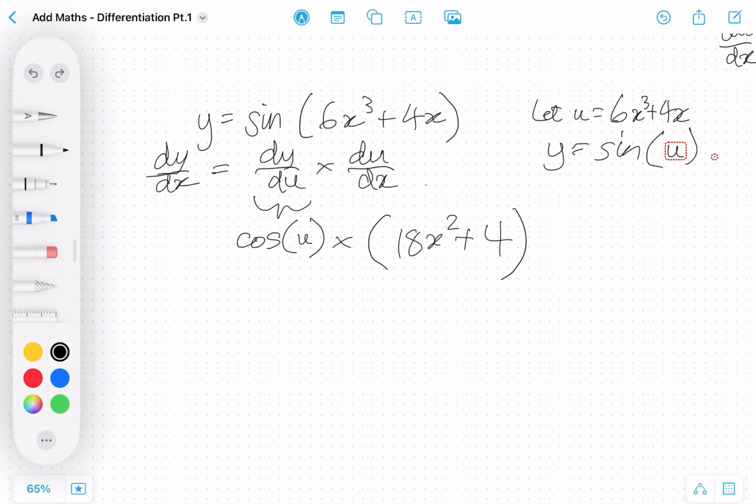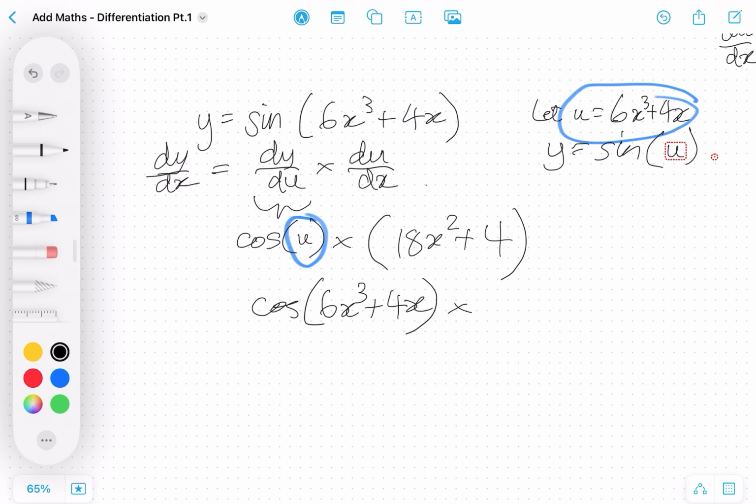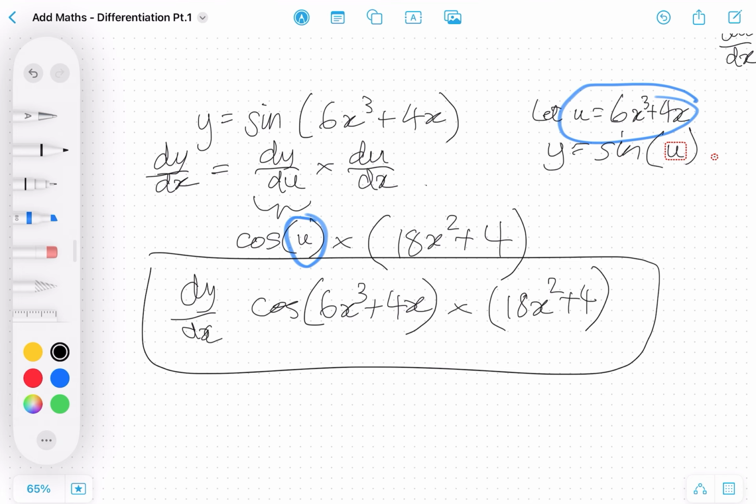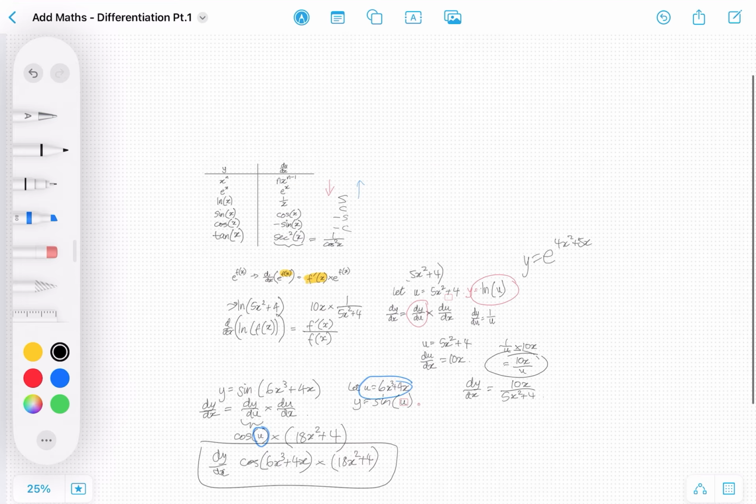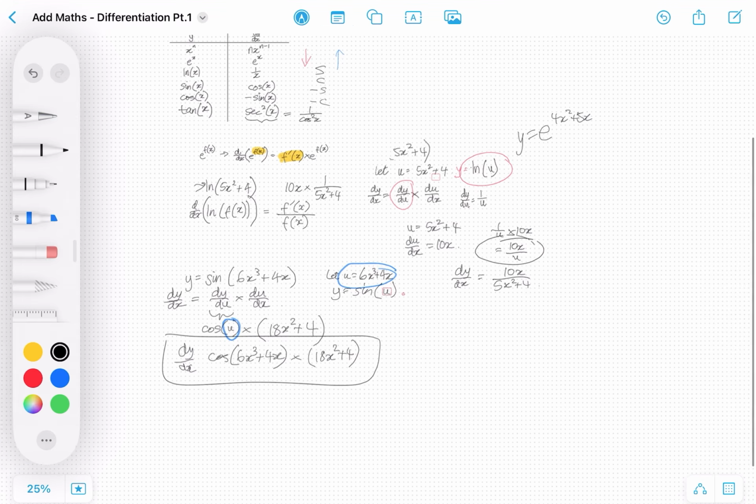And now one final step is to substitute our u back into our derivative. So we get cosine of 6x cubed plus 4x multiplied by 18x squared plus 4. And that is equal to dy by dx for this function. And so that's the general rule that we do for each of these trigonometric functions. And that's just how you'd find it.